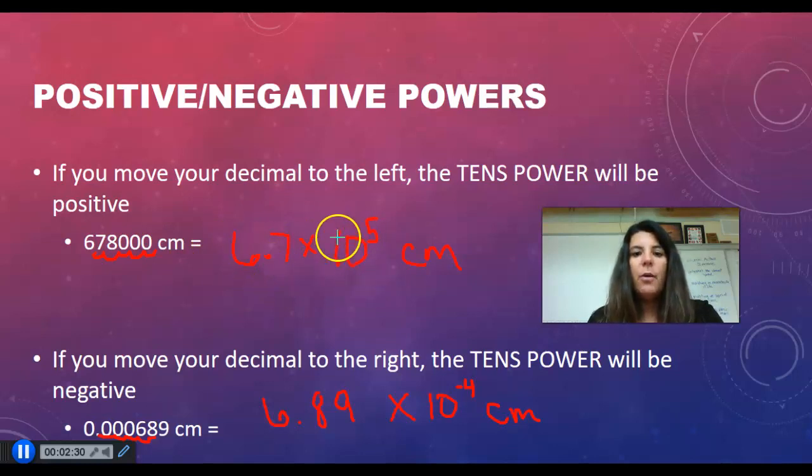So just remember that you're always going to have your decimal point between the first 2 non-zero numbers. You're always going to have a power of 10, and the power of that 10 will be the number of places you moved the decimal in order to get it between the first 2 non-zero numbers. If you're moving to the left, this number will be positive. If you're moving to the right, this number will be negative.